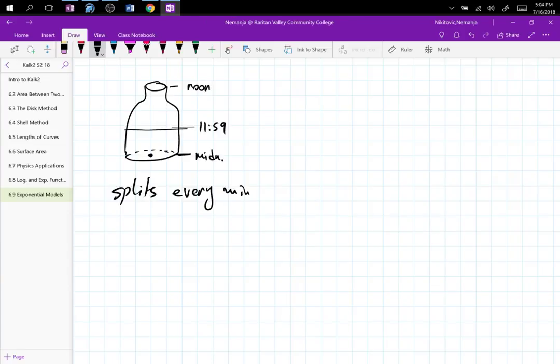Yeah, because the 1 minute that remains, every bacteria on the bottom half will split in half, and it will just fill the entire thing.